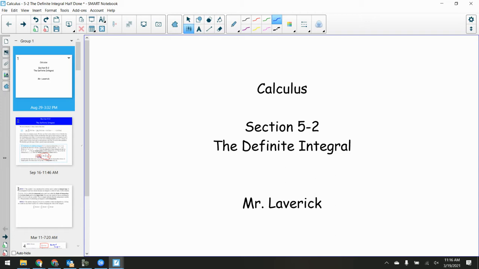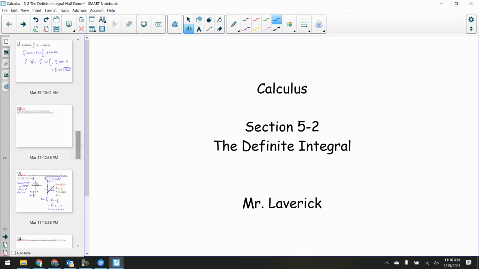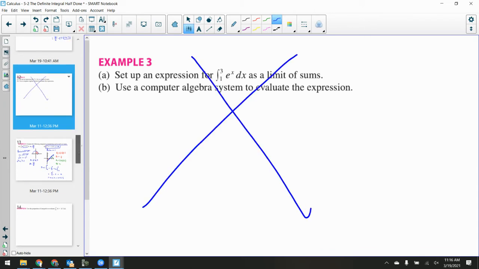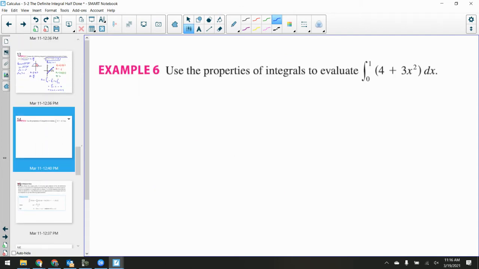All right, so we're picking up here. Now, those of you who print out the notes, I am going to skip around a little bit. I am not going to do example 3, so if you already printed them out, you can just throw that away. Now I'm going to jump to example 6, because I want to do example 6 using the property that I showed you.